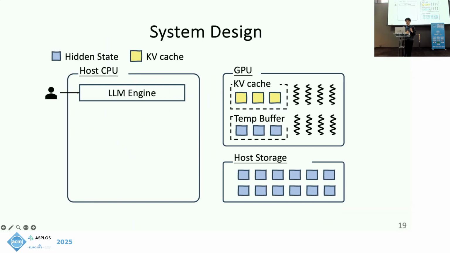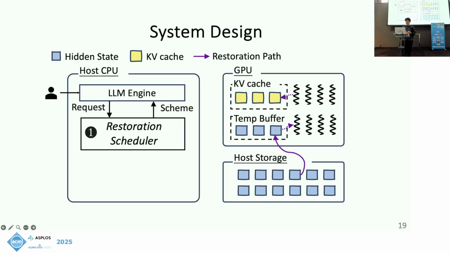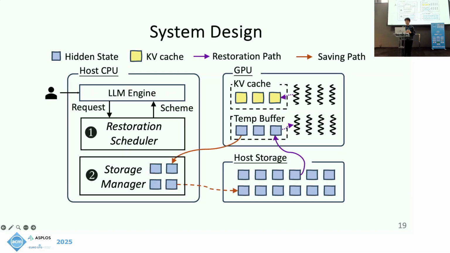To address the two challenges, let me introduce our two important system designs. First, we propose a bubble-free restoration scheduler, which schedules how the KV cache is restored based on the different hardware capabilities. Next, to solve the mismatched storage format, we designed a chunk-based storage manager, which takes faster state restoration as its core design principle, but also avoids hurting the speed of generation.